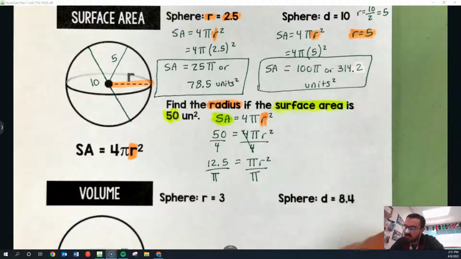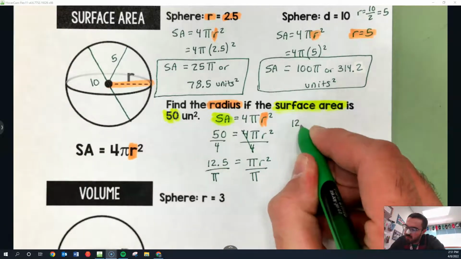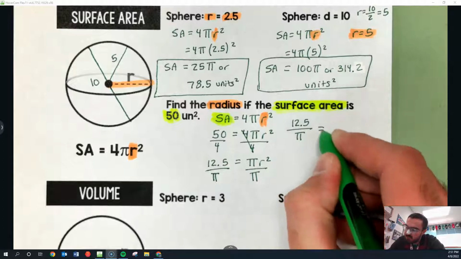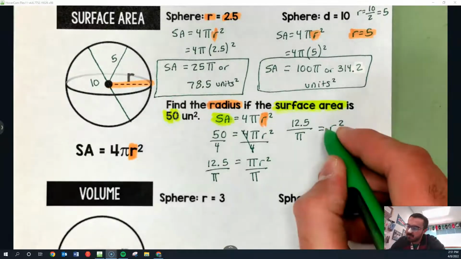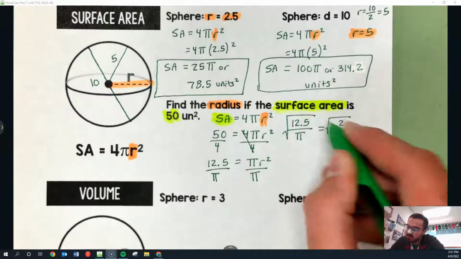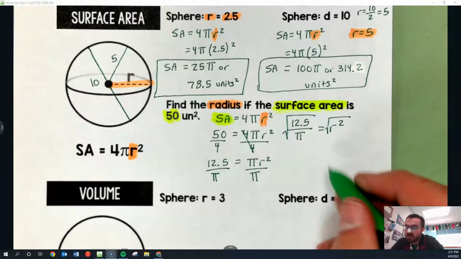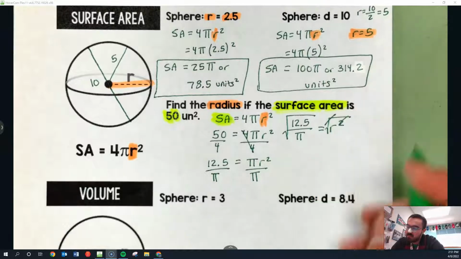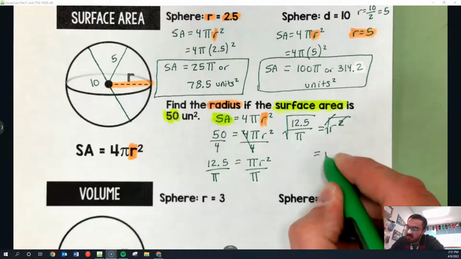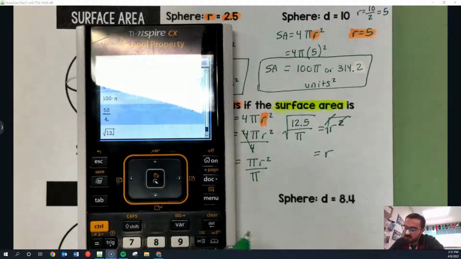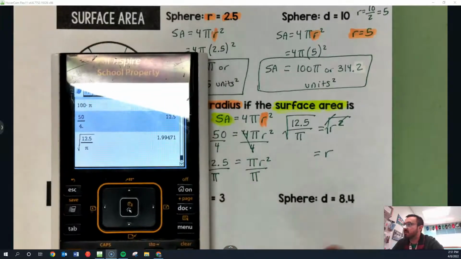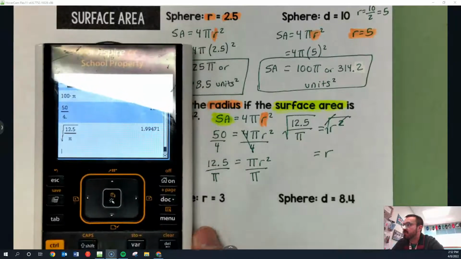Let's just leave it like that for a second. So we could have 12.5 divided by pi equals r squared. Okay. We could divide, or we could do the square root of both sides because r is not by itself yet. It still has that squared. Once we do the square root of that, we would get the square root of 12.5 divided by pi. Let's see what we get. 12.5 divided by pi is going to give us 1.99471.